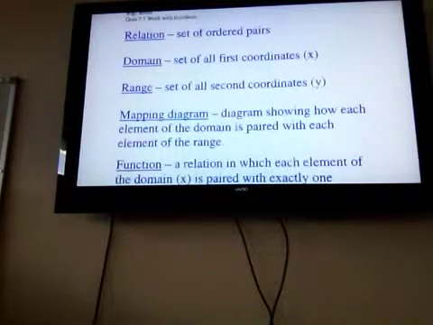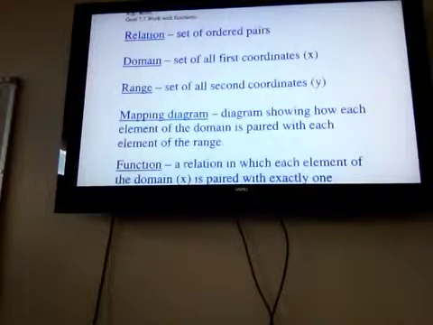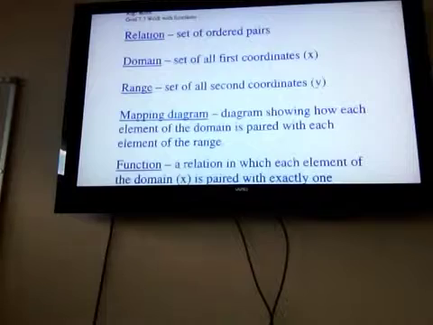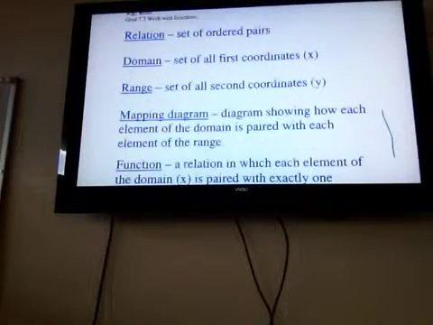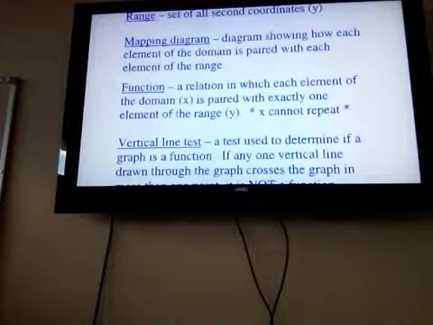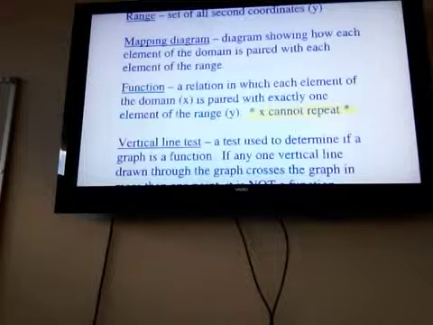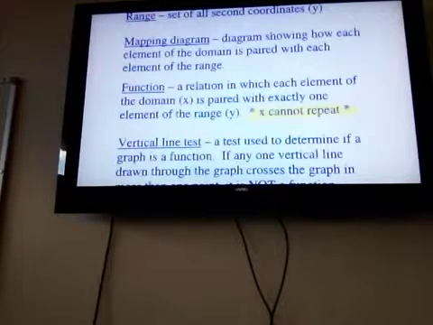A mapping diagram, which you're going to see in a second, very popular in standardized test questions, shows how the domain and range are paired, okay? A function is a relation in which each element of the domain is paired with exactly one element of the range. For you, what you probably should remember, because that's the easiest thing to remember, is that x can't repeat. X cannot repeat. We're going to answer yes or no, determining if something is a function, based on that definition.